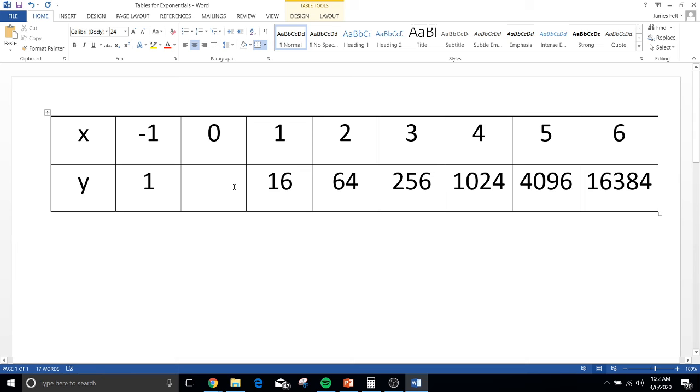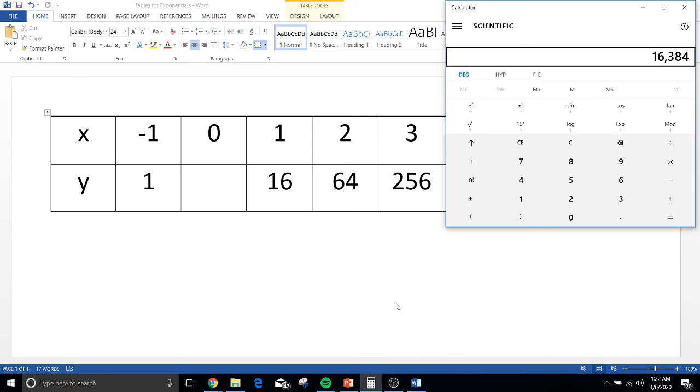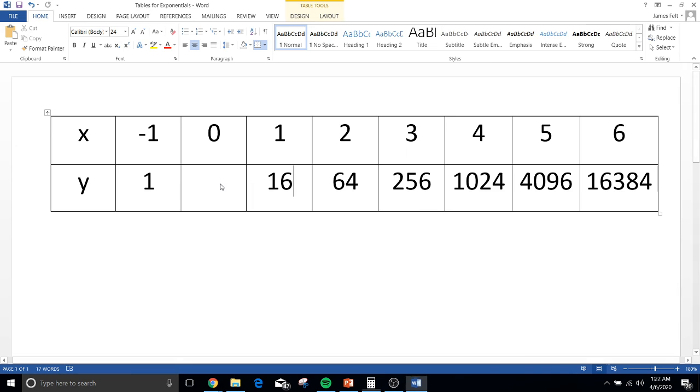Now, in order to find the left side, we can take this number and multiply it by 4, or we can take our 16 and divide it by 4. Traveling backwards, remember, we divide as opposed to traveling forwards where we multiply. Let's take 16 divided by 4 and find out what that is. And we get the number 4.